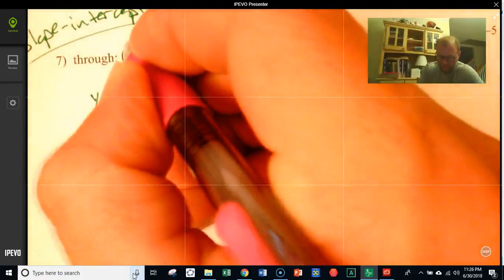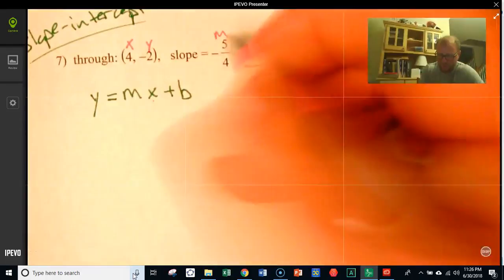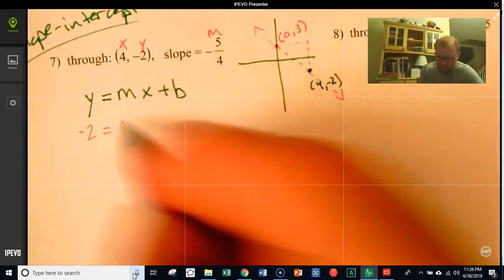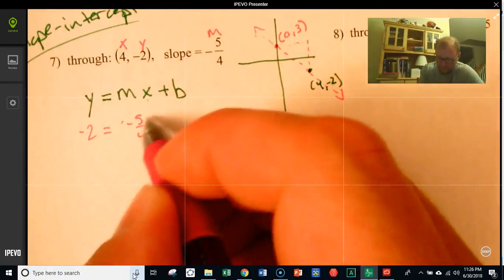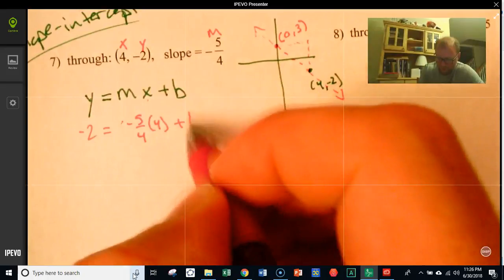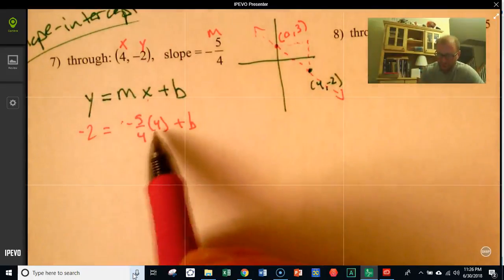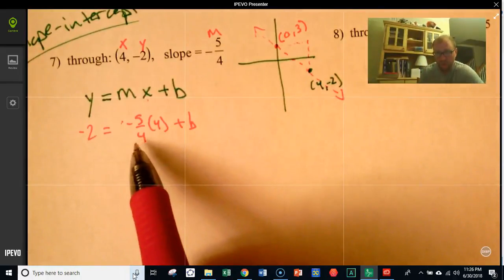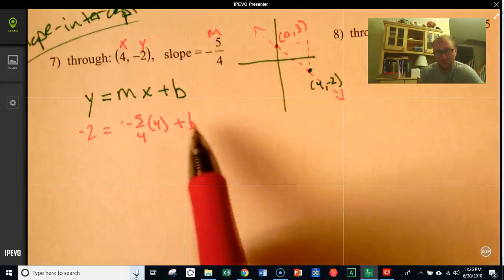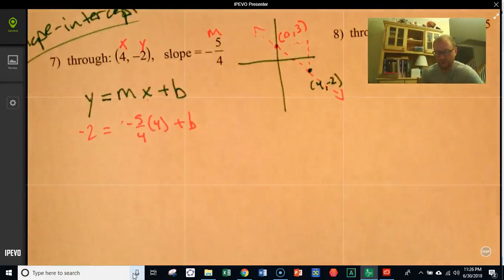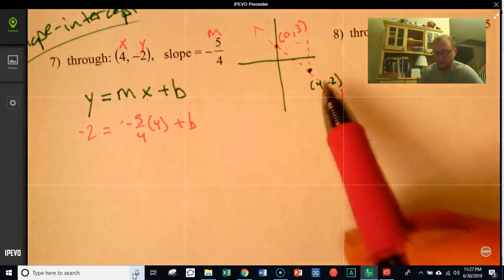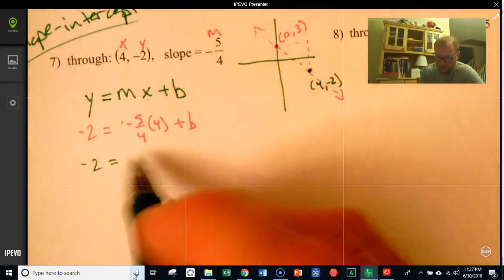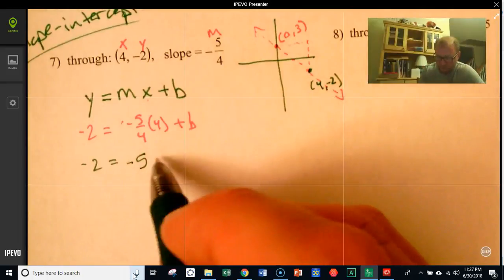So in this case, I'm just filling in the blanks, x, y, and our m. So I get -2 equals -5/4 times 4 plus b. Okay? So I've got the coordinates 4, -2, and the slope. And if this equation is going to be true, there's only one value of b that's going to work for it. That's what we're trying to figure out, which value of b makes this equation work for that point. So we'll solve it. -2 equals, let's see, this is -5 plus b.